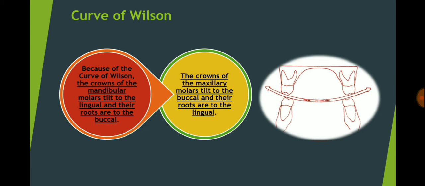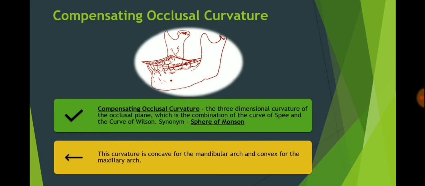Because of the curve of Wilson, the crowns of mandibular molars tilt lingually, and their roots tilt to the buccal. This principle is very important in understanding occlusion. There's a lot of questions about how the teeth occlude, so you have to know that there's always a lingual tilting of the crowns of mandibular molars. And the crowns of maxillary molars tilt buccal, and the roots tilt to the lingual. Keep that in mind.